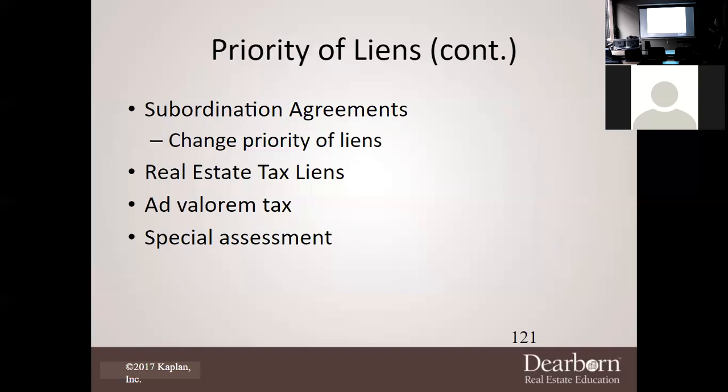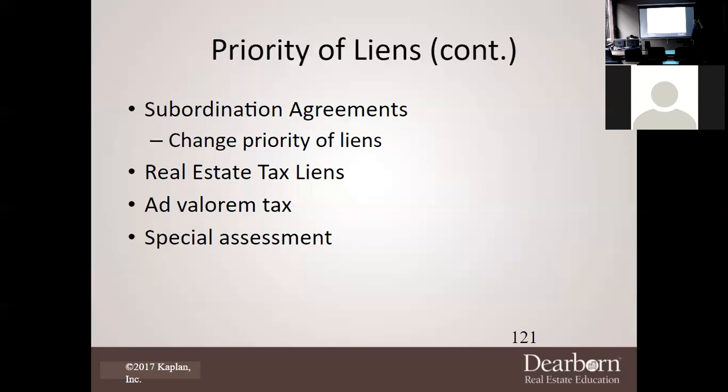Okay. Now, real estate tax liens. In this particular situation, like we talked about, there can be certain liens where the tax assessor takes priority. There also can be, now, you see this ad valorem? Ad valorem is just property tax. It's just a fancy word for property tax, okay? And a special assessment is where the tax assessor could have a certain special assessment for maybe utilities, okay? So any of these, of course, go along with those priority of liens.